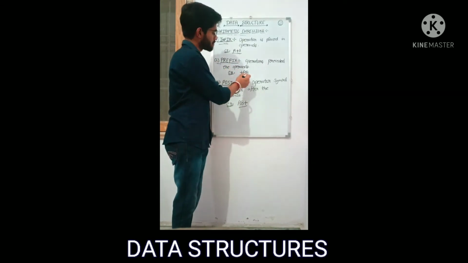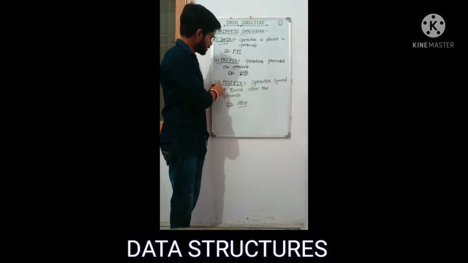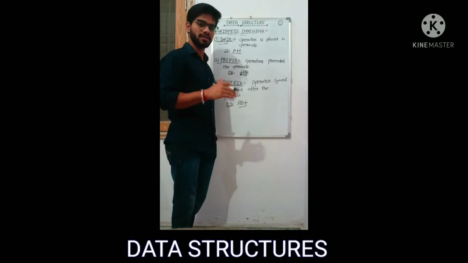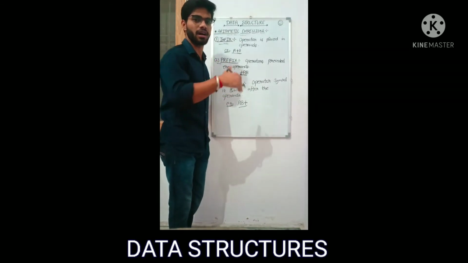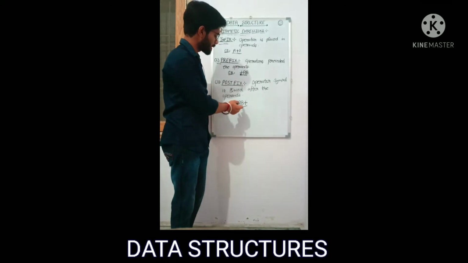For example, plus ab. And the third one is postfix. Postfix notation says that the operator lies just after the operands, for example, ab plus.